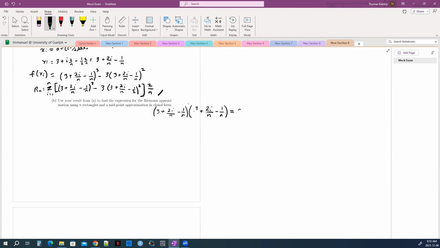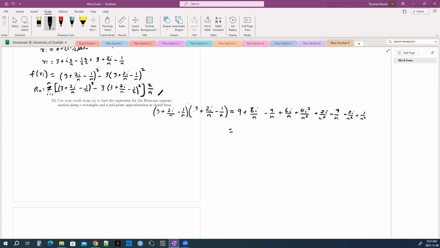So we get 3 times 3, which is 9, plus 6i over n minus 3 over n plus 6i over n plus 4i squared over n squared minus 2i over n squared minus 3 over n minus 2i over n squared plus 1 over n squared.